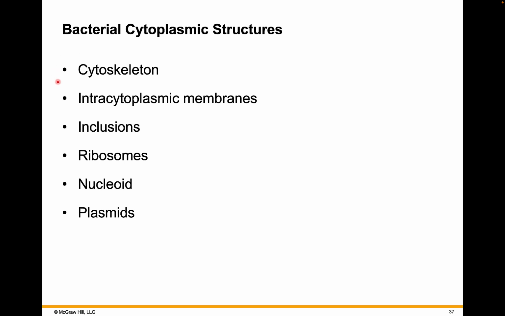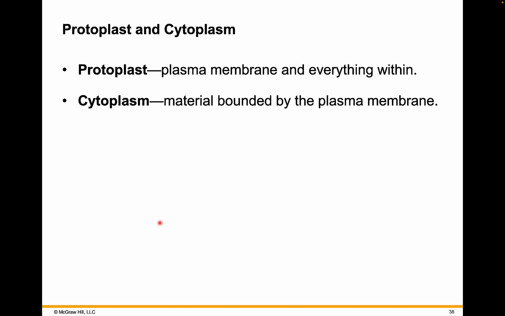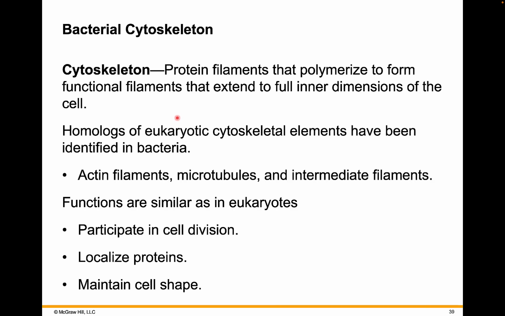So you have the cytoskeleton. We are going to compare these with some of the eukaryotic cytoskeletal proteins. There are some intracytoplasmic membranes present in here, as well as inclusions, ribosomes, the nucleoid, and plasmids. We are going to talk about these. The protoplast is essentially the plasma membrane and everything within. The cytoplasm is the material bounded by the plasma membrane. This is a very generalized definition as well.